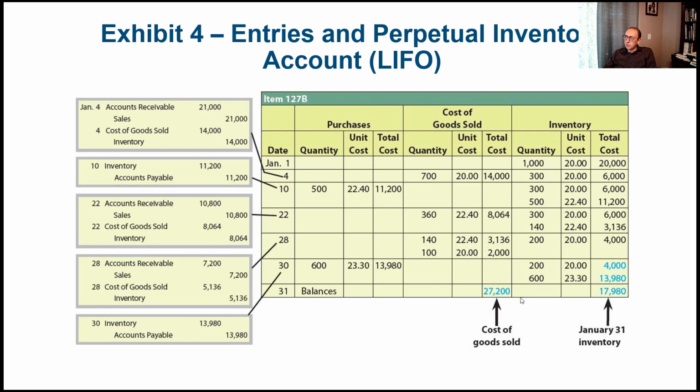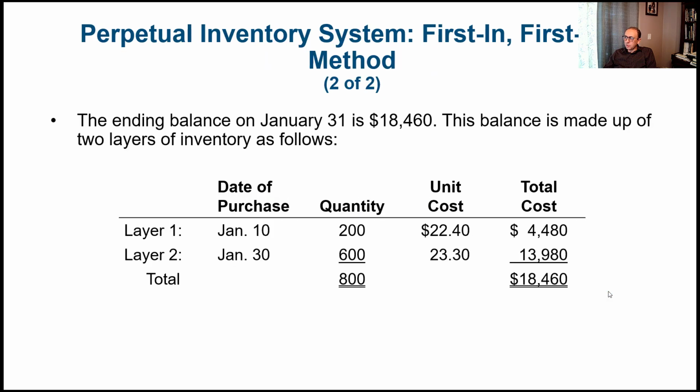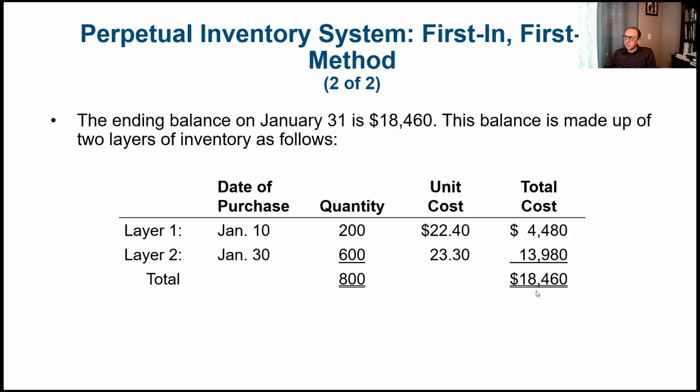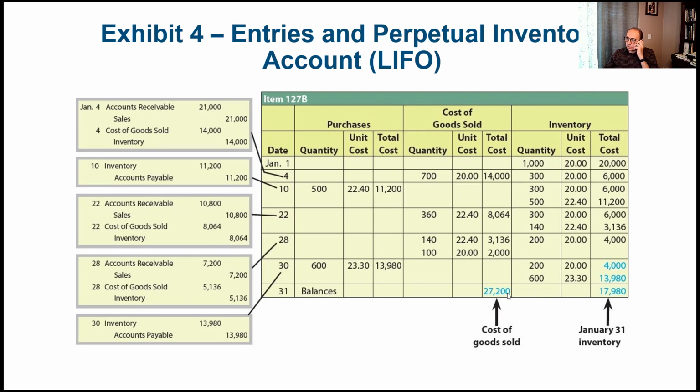One trick you'll notice: the total of the cost of goods sold and the ending inventory in LIFO or FIFO is always the same. Here it was 18,460 and 26,720. Use your calculator and get their total. You'll find that they're exactly the same as the total here, which is 27,200 and 17,980. On the left here we have the journal entries, and the journal entries are very traditional.